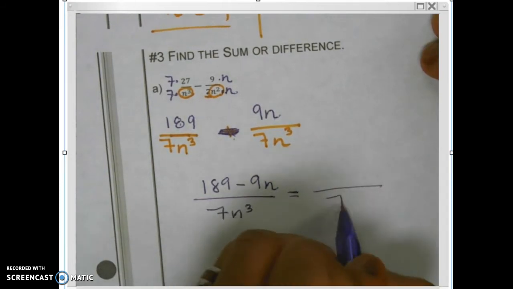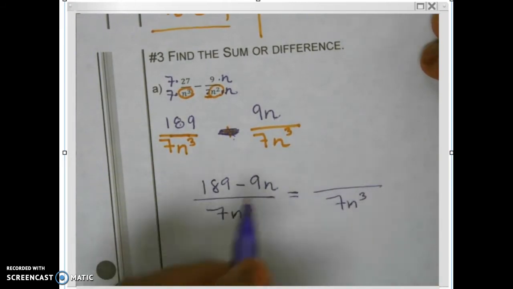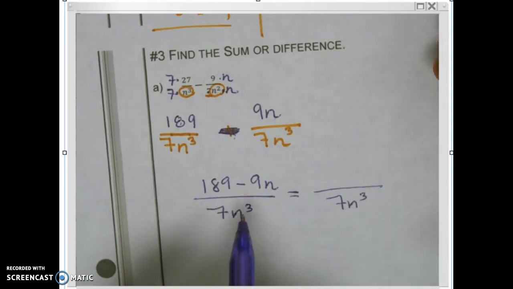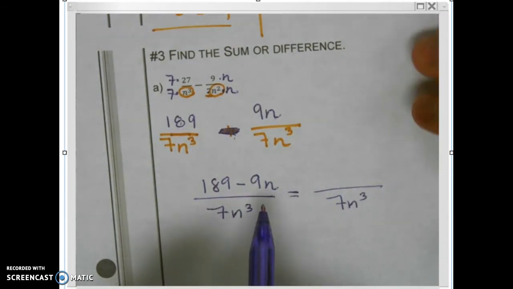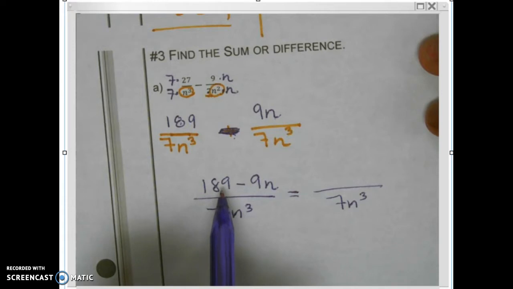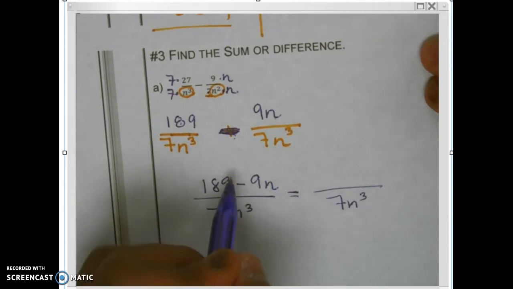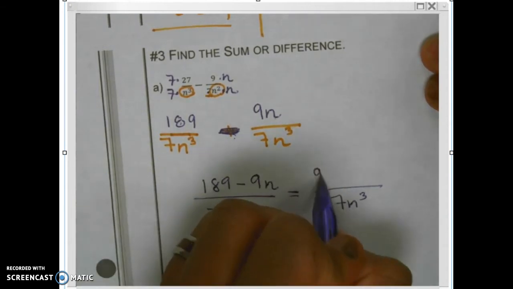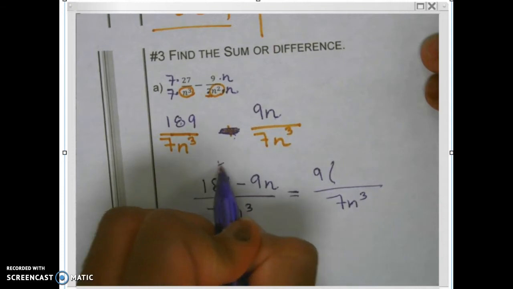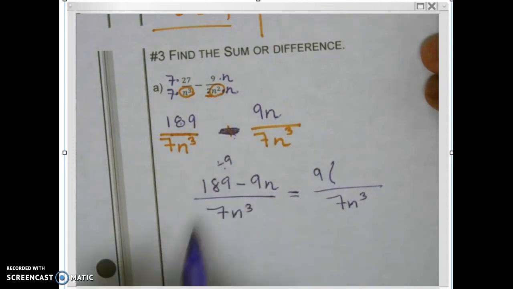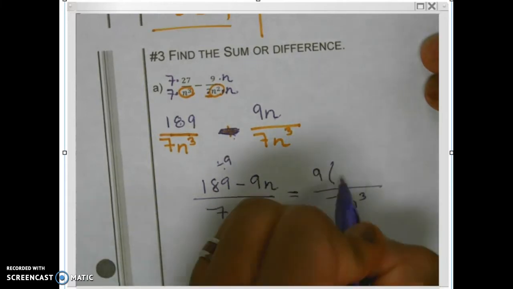So I'm good with the 7n cubed. But in my mind, I know that 9 can also go in here. 3 goes into both of these terms, absolutely. 1 goes into both of these terms, absolutely. But the biggest number that I can see that I can divide both of these by is 9. I'm dividing by 9 to factor out that 9. And 9 goes into there 21 times.